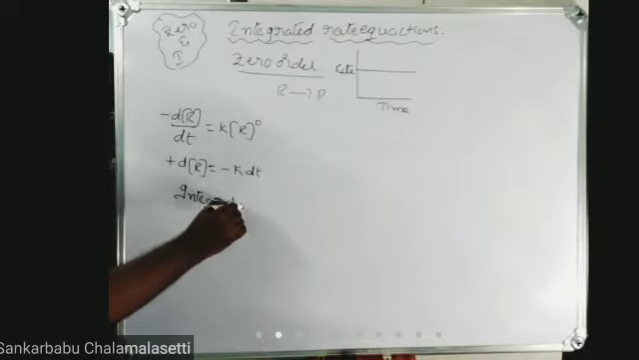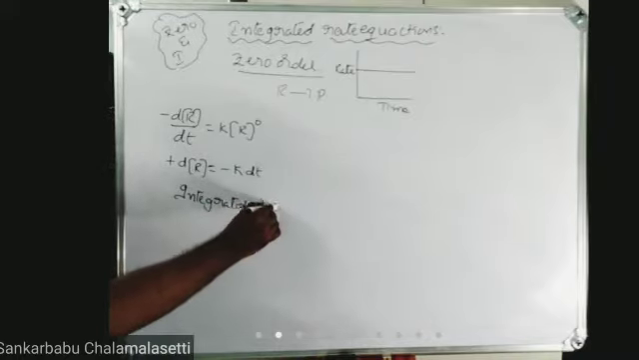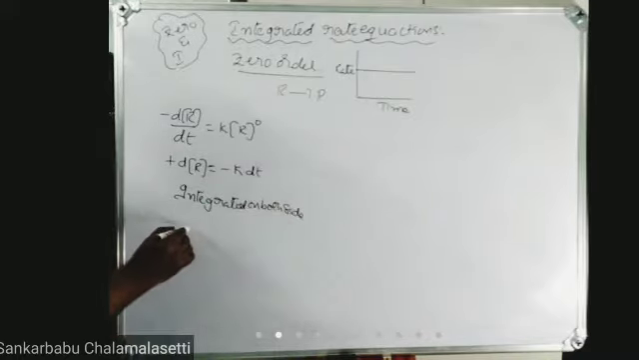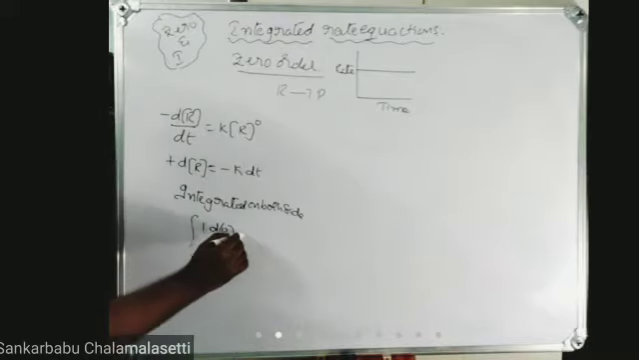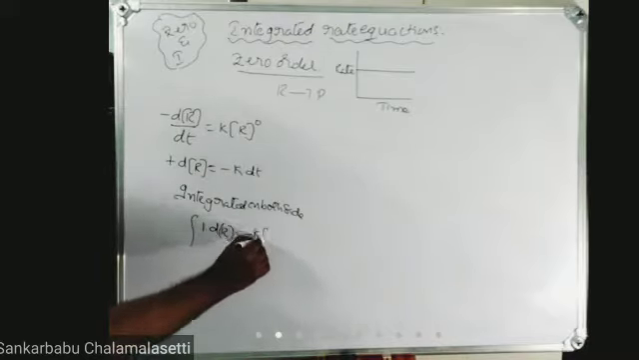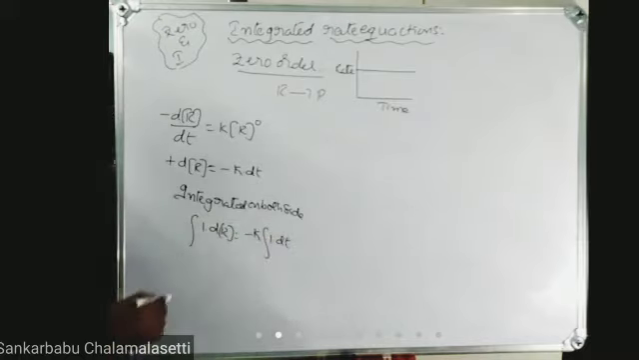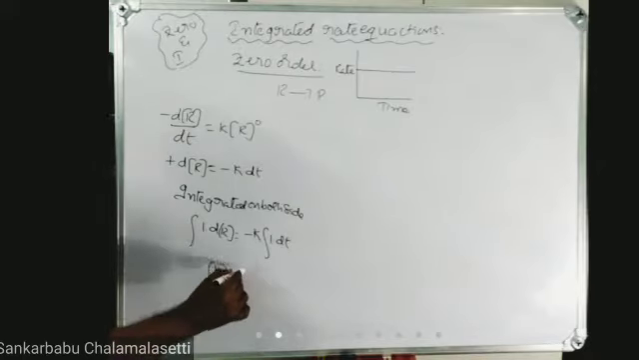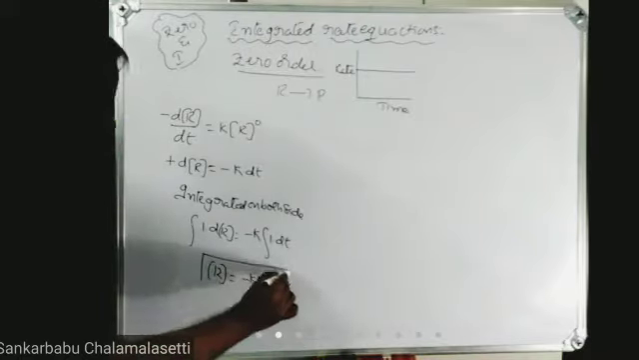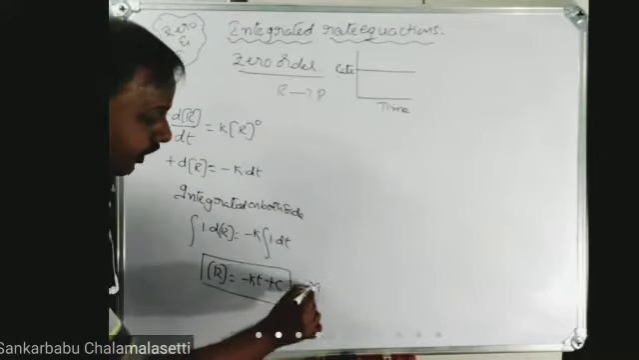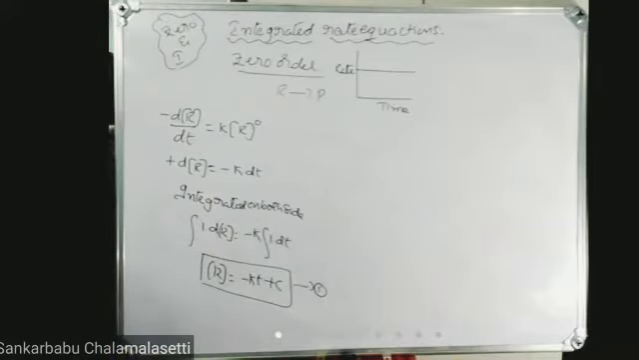Integrated on both sides. When it is integrated on both sides, it becomes integral of 1 into dR is equal to minus k, where k is constant, integral of 1 into dt. Integral of 1 into dR is nothing but R, the concentration of R, and it is minus k times t, since integral of 1 into dt is t plus constant. That is the integration constant. Let it be equation 1, where c is the integration constant.